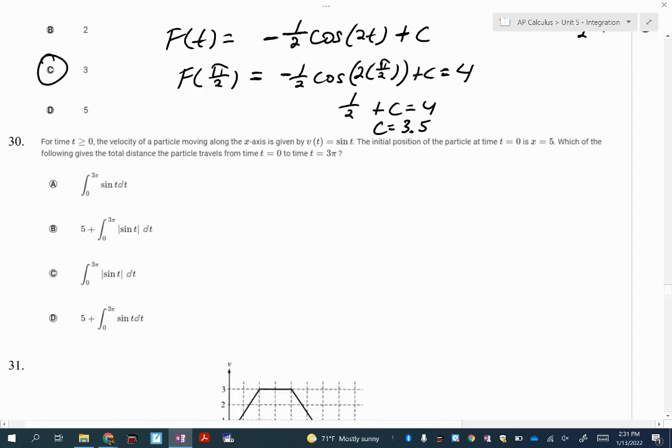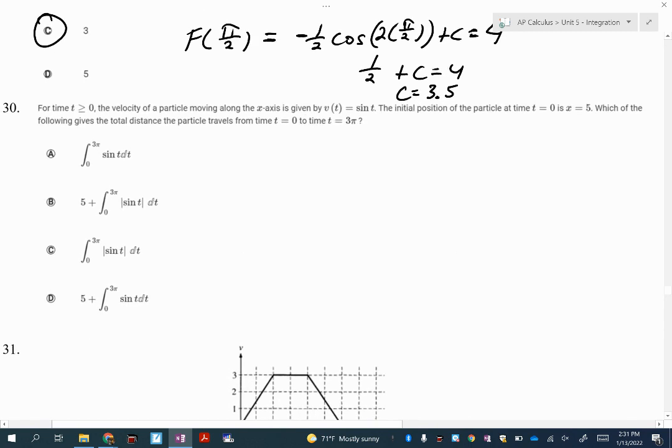Okay, number 30, a very similar type problem. It says, which of the following gives the total distance the particle travels from time t equals 0 to 3 pi? The key thing here is they're trying to mislead you with the information about the initial position. That's not necessary, because when I see total distance, I'm thinking absolute value. So the only one that makes sense is the integral from 0 to 3 pi of the absolute value of sine t. I might have some below the y-axis and some above, but I don't care because I have to add them all together to get the total distance. That's the key word here, total distance.